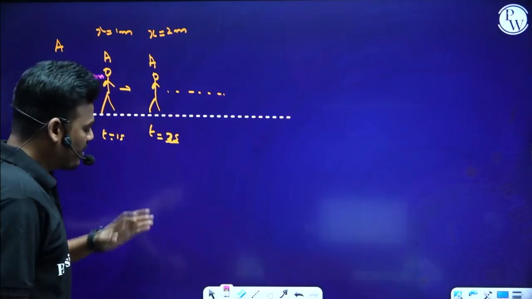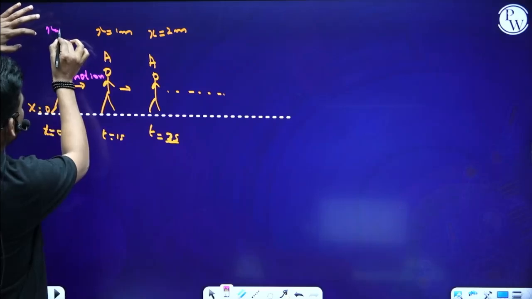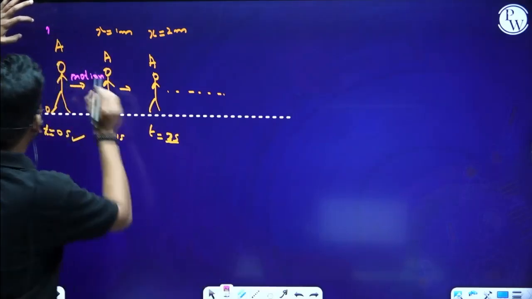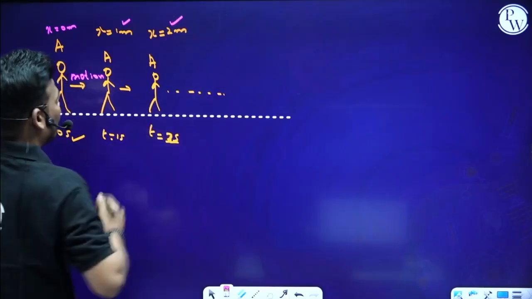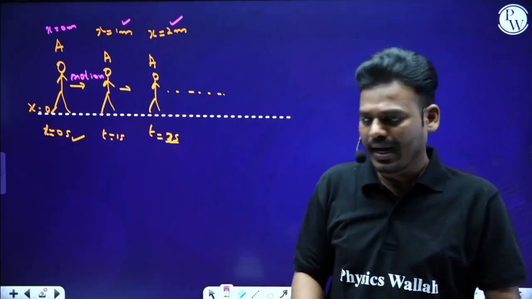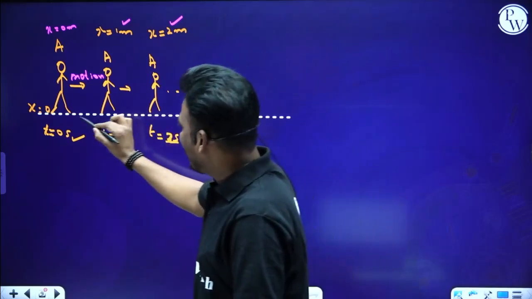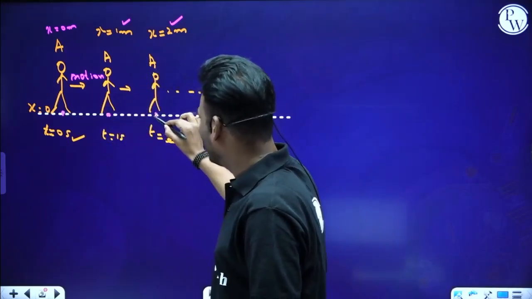And here my question is, these are the positions: x equals 0 meter, x equals 1 meter, x equals 2 meter. All these are positions of the object. If I keep on adding the positions, this is the first position, this is the second position, and this is the third position.